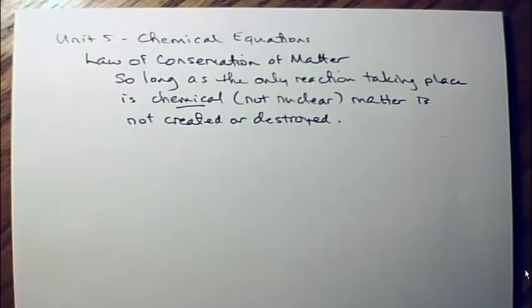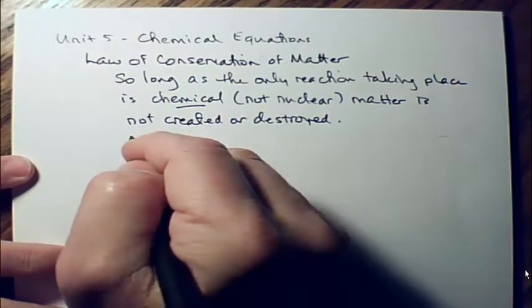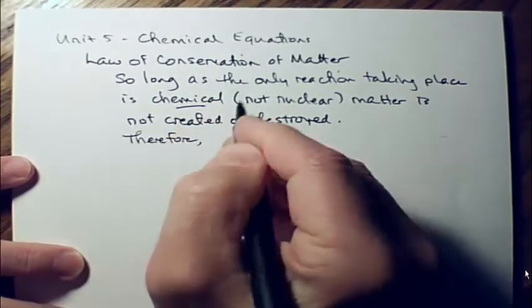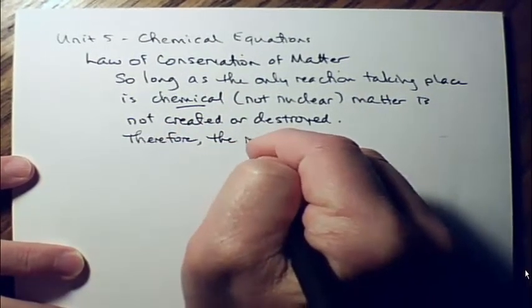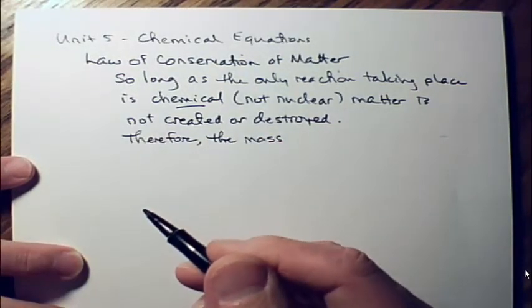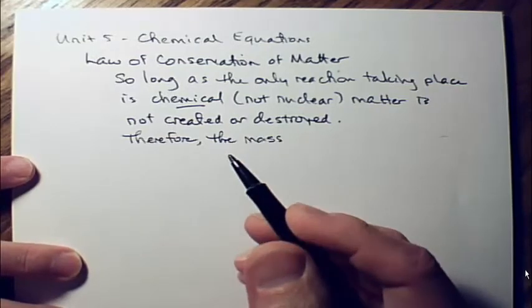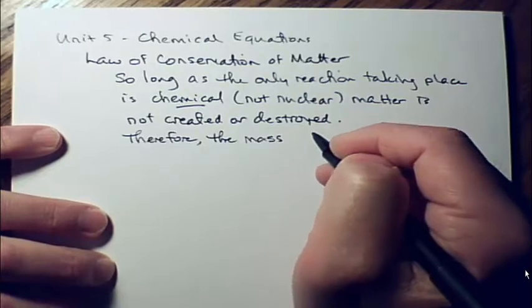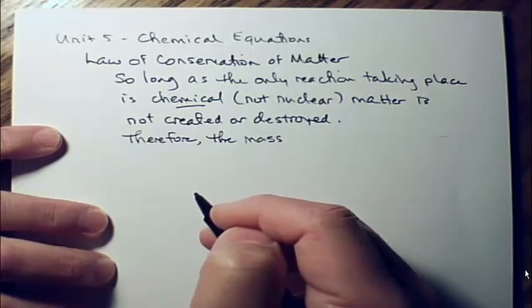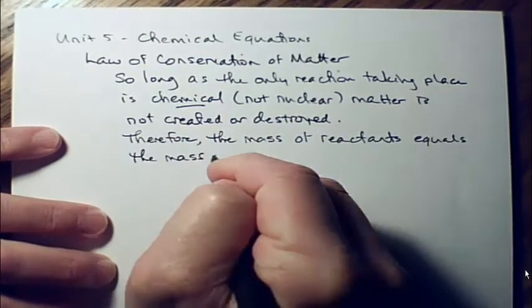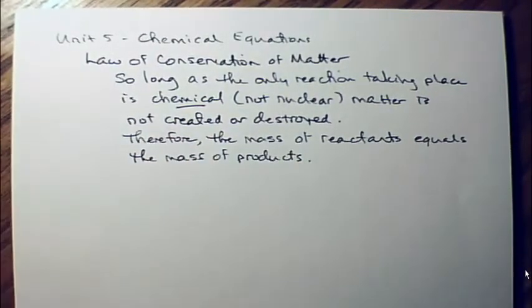And so long as we're only talking about a chemical reaction, matter is not created or destroyed. Therefore, the mass, since mass is a way of measuring the amount of matter, it's not defining matter, but it's a way of measuring the amount of matter, the mass of reactants in a chemical reaction will equal the mass of the products. And that's what Lavoisier figured out.